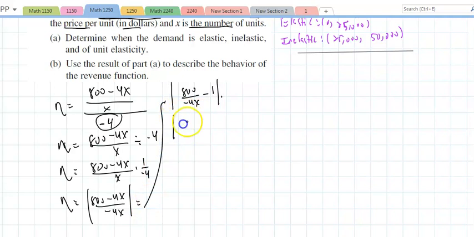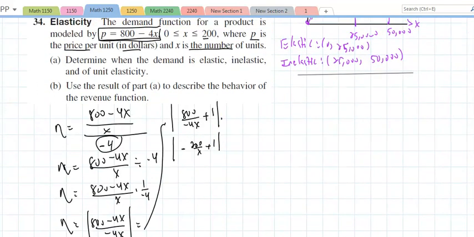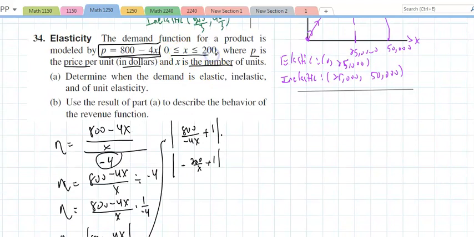Wouldn't you say that's the absolute value of negative, and what's that? That's a plus 1, I'm sorry. Negative over a negative, 800 over 4. Isn't that 200? So let's see how this works, if I have a limitation on this between 0 and 200.